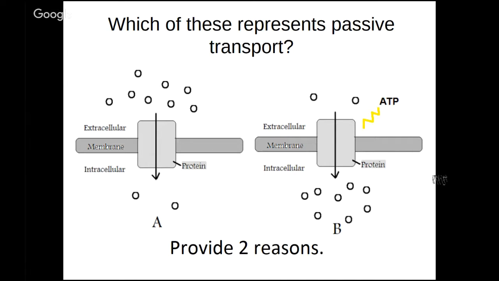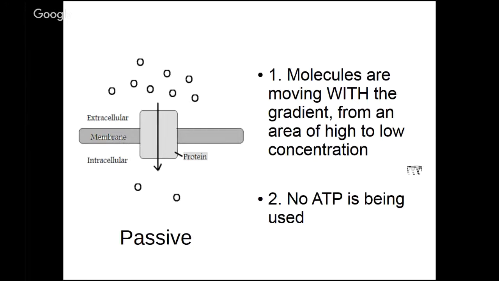Okay, hopefully you were able to figure out which one was which. And now we can discuss the reasons why. Okay, this diagram, diagram A, represents passive transport. What you see here is a piece of cell membrane. You see a protein, a carrier or a channel, and you see some molecules being transported.